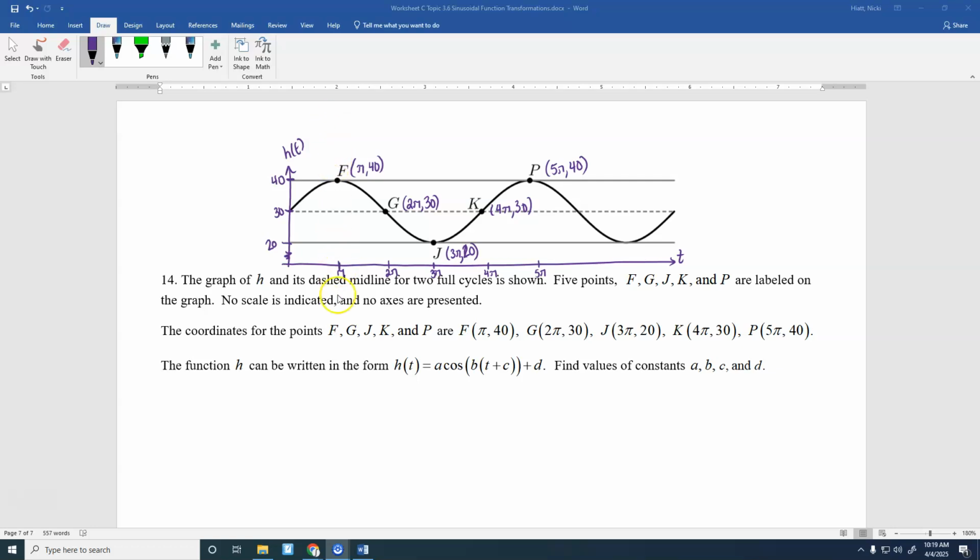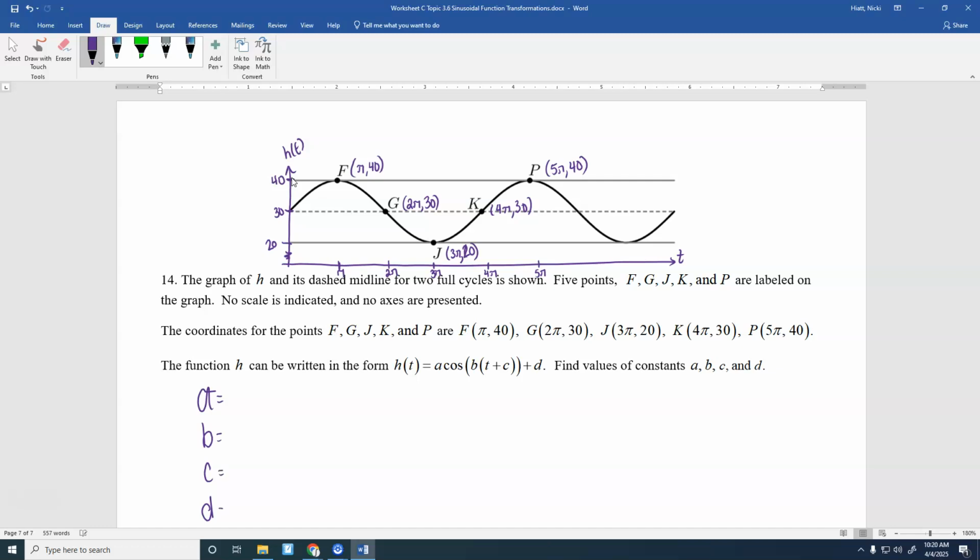Now, on 14, your y-axis is not through one of those points because you don't have anywhere where the x-coordinate is 0. So it's counting up by pi, 2 pi, 3 pi, 4 pi, 5 pi. So you have to go backwards pi to know where to put that y-axis. This point that's not labeled should really be your starting point for your y-intercept. And then your lines here, the bottom one is 20, the middle one's 30, the top one is 40. So we have to find A, B, C, and D.